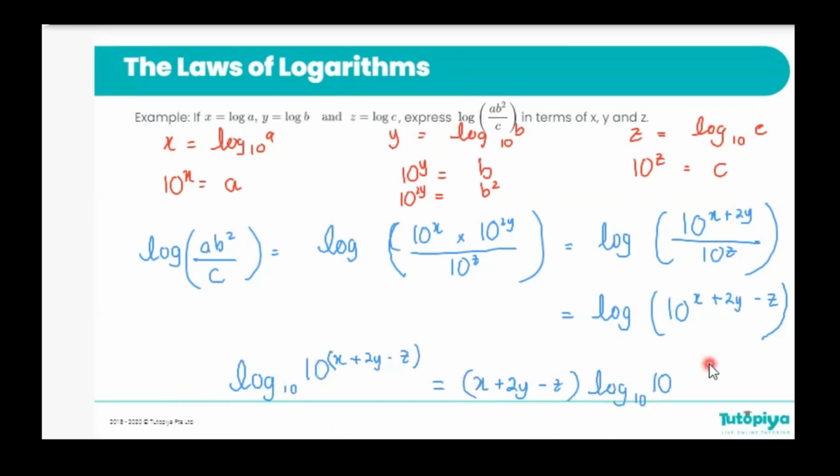And what is log 10 to the base of 10? This is going to be 1. So I just end up with x plus 2y minus z times 1, which is just x plus 2y minus z, and that's our answer.